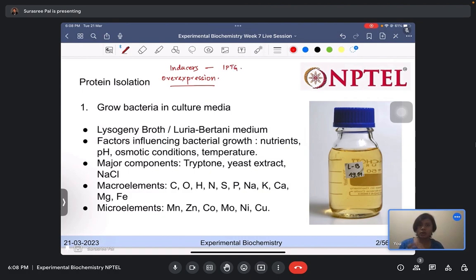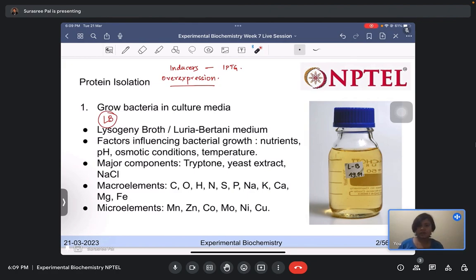So we clone our gene of interest under the lac promoter, and then we induce the lac promoter with isopropyl thiogalactoside. This is called IPTG, and we overexpress our protein of interest. Now for doing that, we have to grow the bacteria in a certain culture medium. So what is this culture medium? Usually the most common medium that we use for bacterial culture is LB. It is often known as lysogeny broth, or it is also known as Luria-Bertani medium.